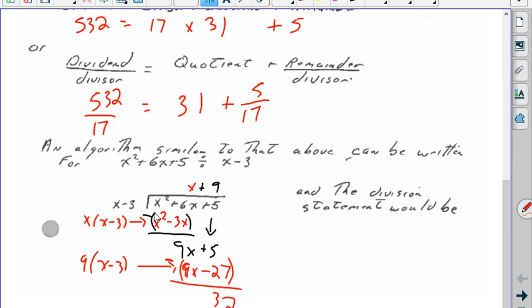Okay. So our division statement: our dividend, x squared plus 6x plus 5, is equal to our divisor, x plus 3, times x plus 9, plus 32.